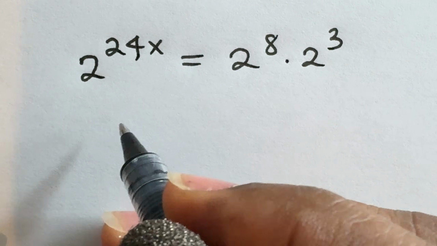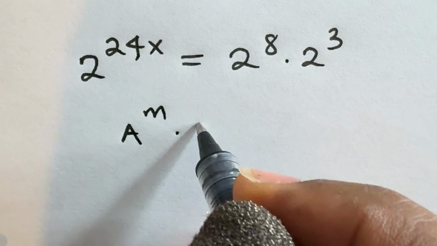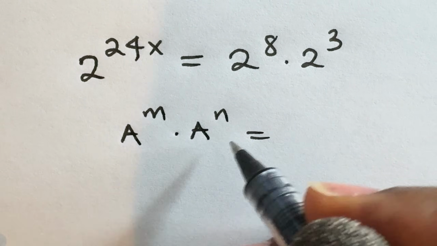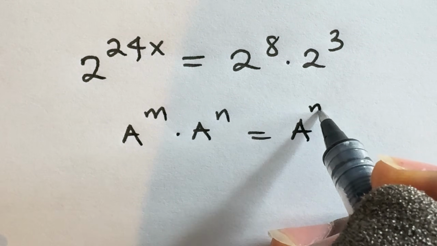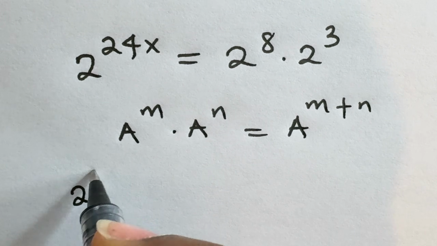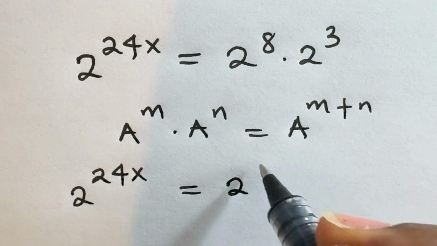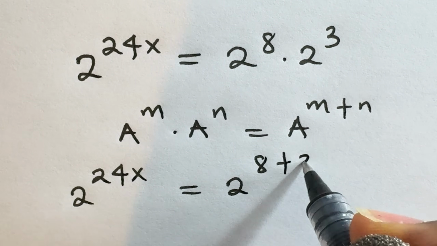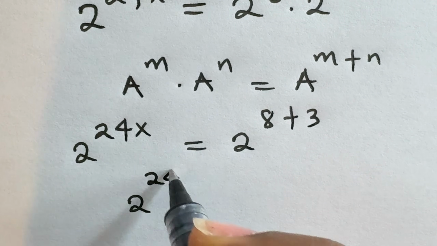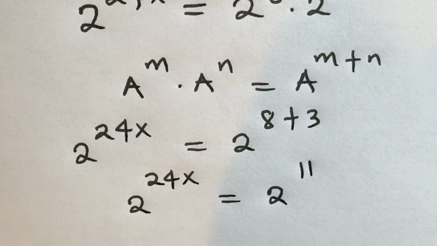Let us apply this law of indices. Given a raised to power m times a raised to power n, by law of indices, since the bases are the same, this will give us a raised to power m plus n. So we're going to have 2 raised to power 24x is equal to 2 raised to power 8 plus 3. 2 raised to power 24x is equal to 2 raised to power 11.